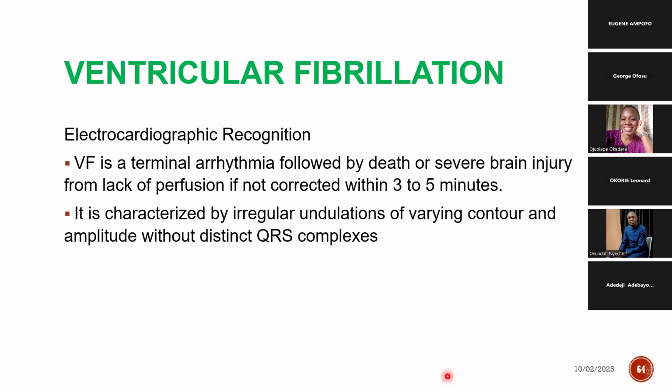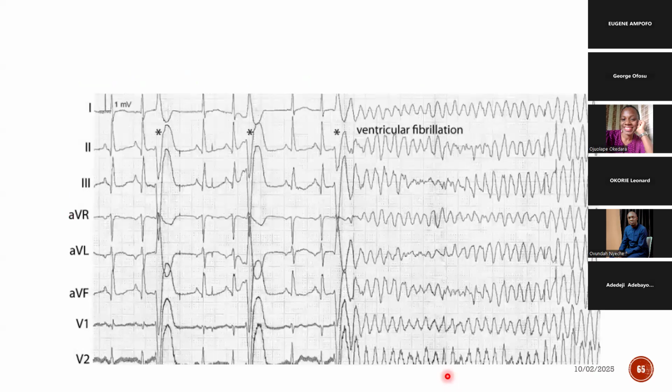This is a terminal arrhythmia which is followed by death or severe brain injury from lack of perfusion if it's not corrected within 3 to 5 minutes. It is usually characterized by irregular undulation of varying contour and amplitude without any distinct QRS complexes. So this slide shows a ventricular fibrillation. So on this slide, we have normal QRS complexes, PVCs, which degenerated into ventricular fibrillation.